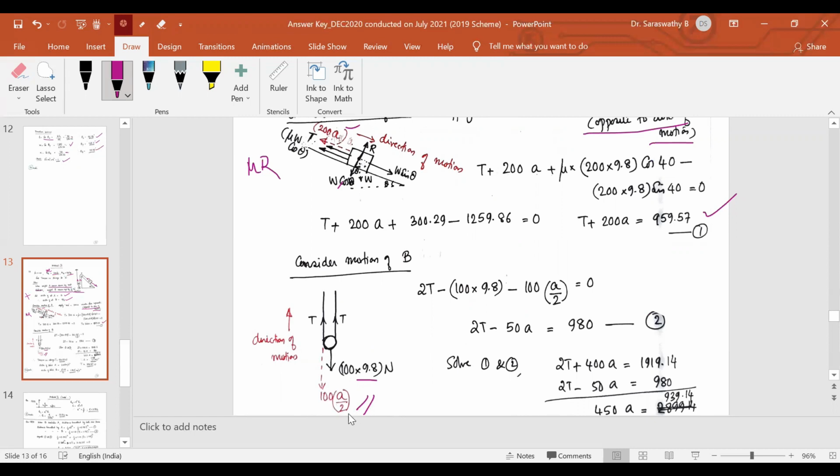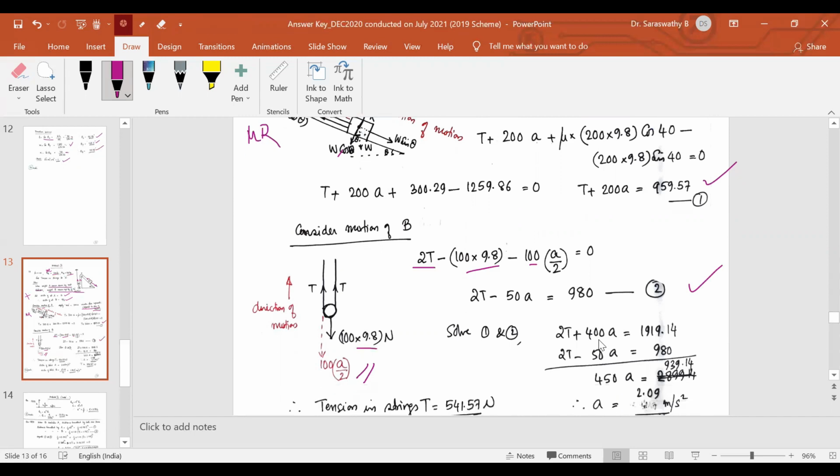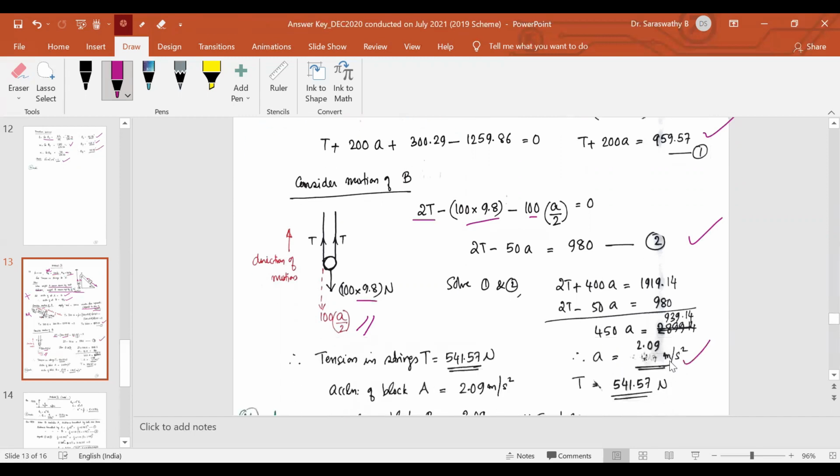So this is mass into acceleration. Acceleration is only half the value. Now write down the equation considering this vertical line. In the vertical direction, T plus T, 2T, minus 100 into a by 2, minus 100 into 9.8 is equal to 0. From that, we get 2T minus 50a is equal to, one equation. There is one equation. Solve between 1 and 2, and we get acceleration a, small a, is 2.09.